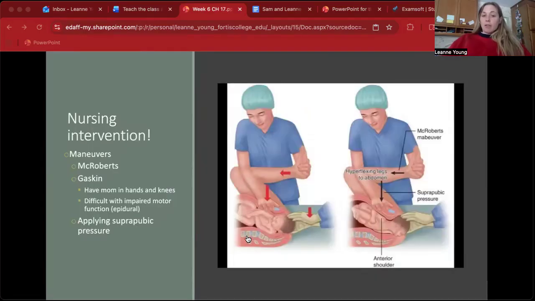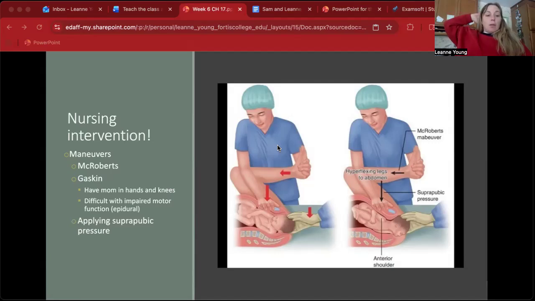So here are our nursing interventions. The biggest one is we're going to employ 2 maneuvers that work really well. McRoberts and Gaskin. So McRoberts is when we bring mom's legs straight out and then we pull her legs abruptly back towards her chest. Okay, that's going to help dislodge that baby's shoulder from the pubic bone. Okay, here's a good picture of the McRoberts. So we're hyperflexing legs to the abdomen and we're applying that suprapubic pressure where we have a provider or a nurse push down on the pubic bone to try and dislodge that shoulder, that anterior shoulder.